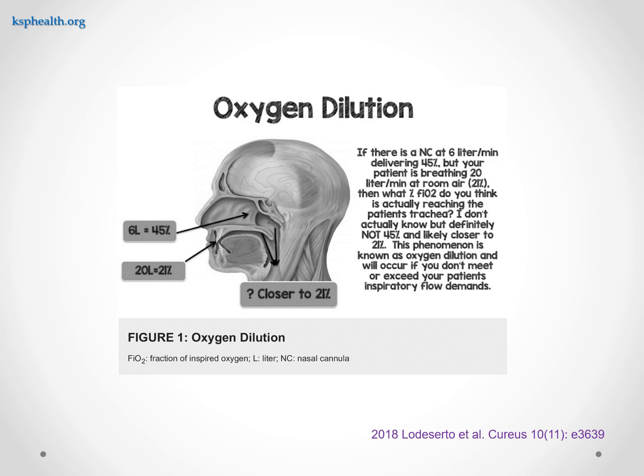Let's look at, you are giving 6 liter nasal cannula at 45%. The peak inspiratory flow of the patient is 20 liters. What is the chance of having FiO2 close to 45% in the trachea? It's nil, because the peak inspiratory flow through the mouth is 20 liters at 21%. So most likely the patient is only getting 21%, even though you are giving regular nasal cannula at 45% at 6 liters.